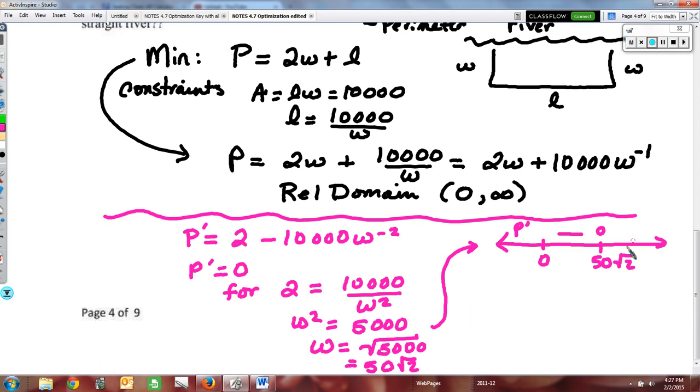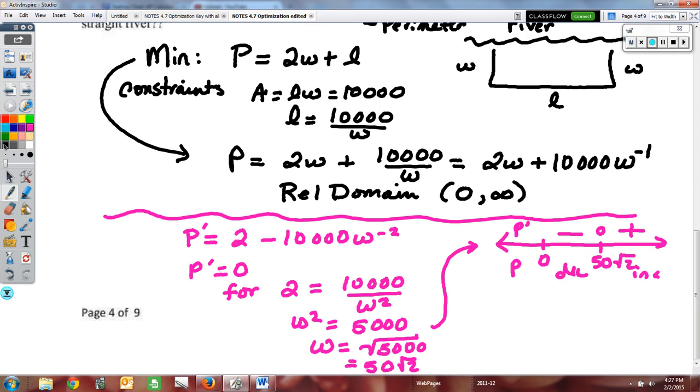And then if we pick a number above 50 square root of 2, say 10,000, whatever it is, you would end up with 10,000 divided by 10,000 squared, which would be 1 over 10,000, which is a fraction. 2 minus a fraction, that would be positive. So we have P decreasing and then increasing, so we're going to have a global min.